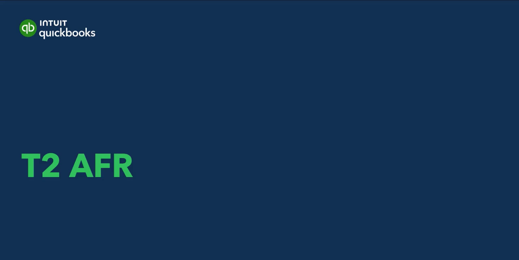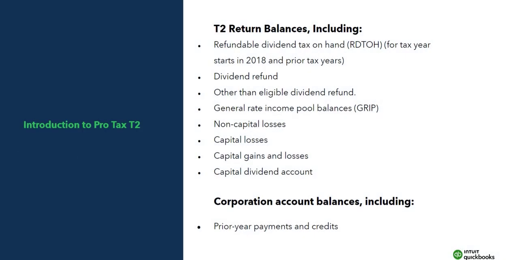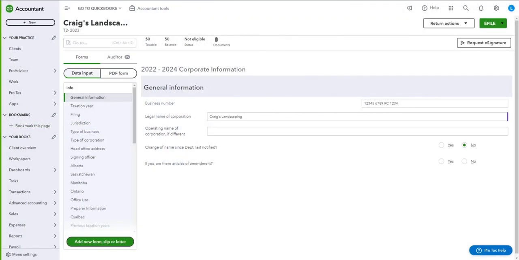The sort of information you can expect T2 AFR to deliver are T2 return balances, including refundable dividend tax on hand, dividend refunds other than eligible dividend refunds, general rate income pool balances, non-capital losses, capital gains and losses, capital dividend accounts, and for corporation account balances, it includes prior year payments and credits. With all of that being said, let's go through the T2 AFR process in ProTax.